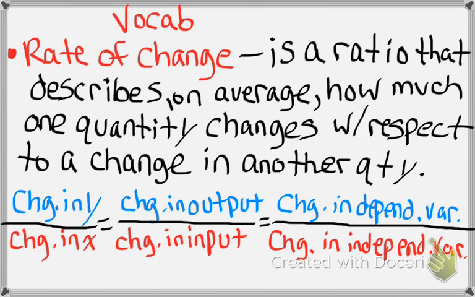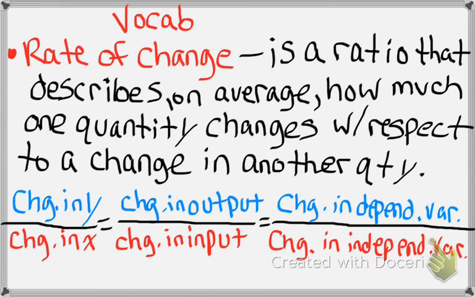Rate of change. Rate of change is a ratio that describes, on average, it's usually for consistent, constant things, how much one quantity changes with respect to a change in another quantity. And feel free to abbreviate some of these words if it helps. Now, what that means is this. We literally say the change in y over the change in x, like divided by. A ratio means a fraction, or being compared with division. So a change in y and the change in x, that's what that says.